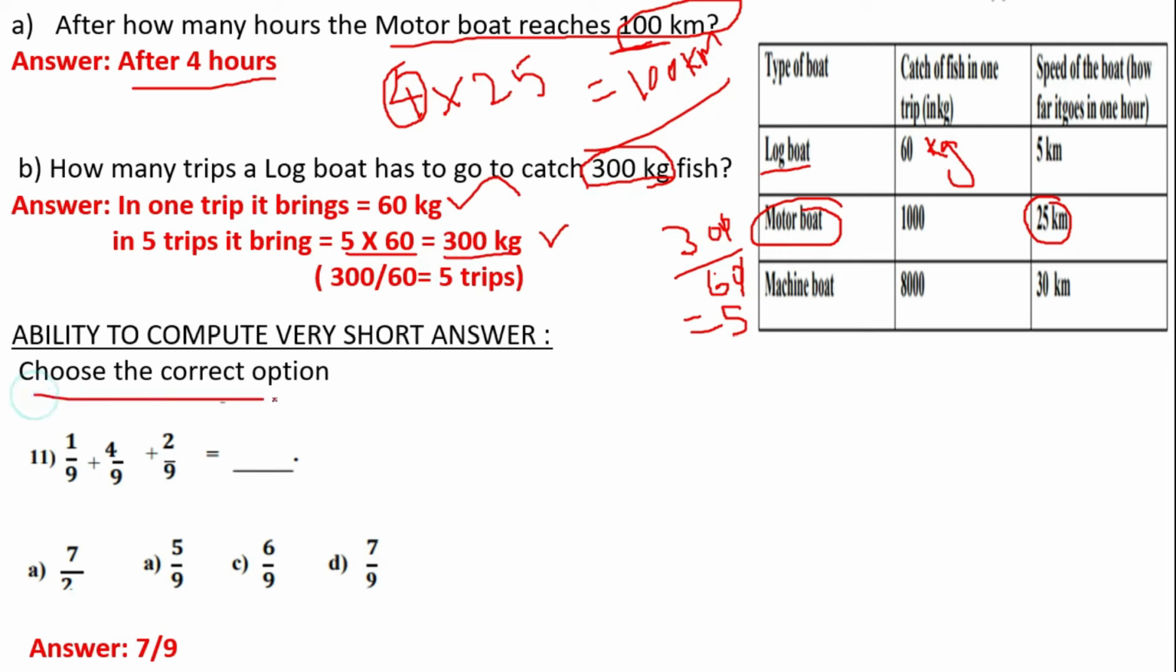Select the correct option. 1 by 9, 4 by 9, 2 by 9. The denominators, see, all the numbers are same. If denominators are same, you can put the LCM as 9. Add the numerators as they are. 1 plus 4 plus 2, 7. So 7 by 9 is the answer.